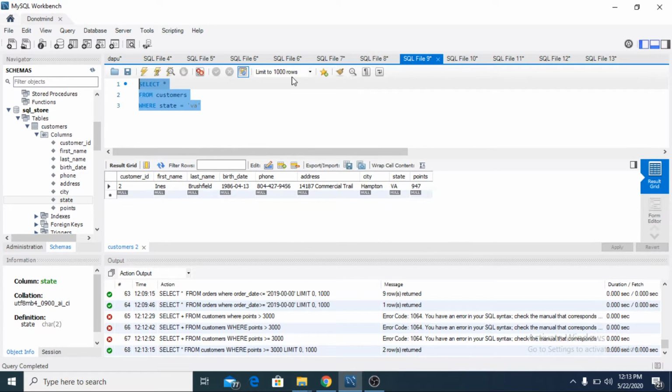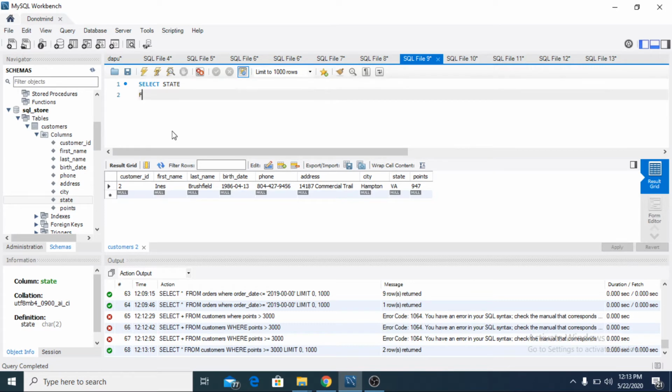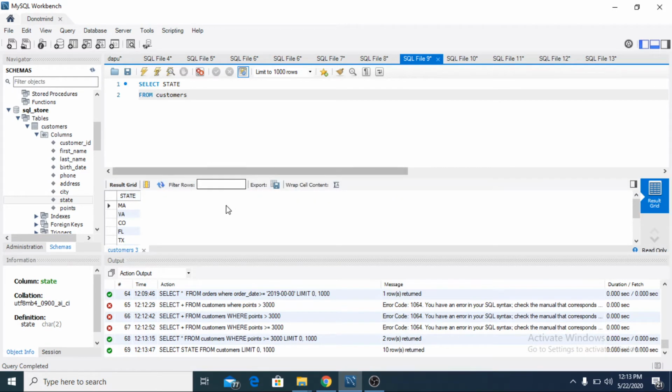So this is one program. SQL file 9. First of all, let's select state from customers. Then when we run this, we can find these are our states. For example, we only want to look at the person who belongs from the state PA. I think that stands for Virginia. So we want to look at the person who belongs from Virginia. To watch this, what can we do? Let's do it. Select asterisk like this, enter.